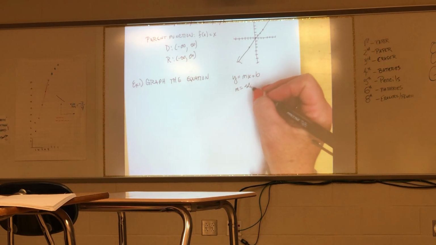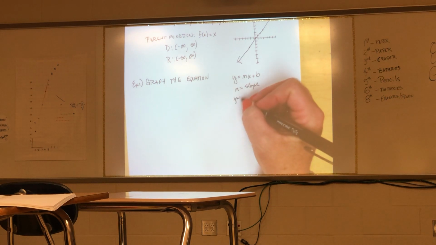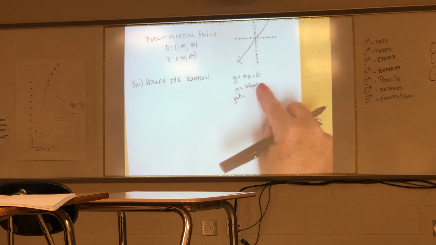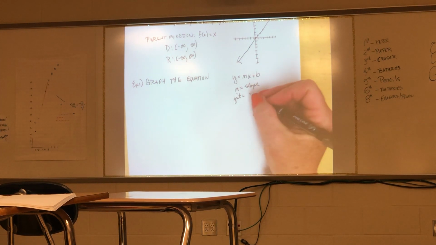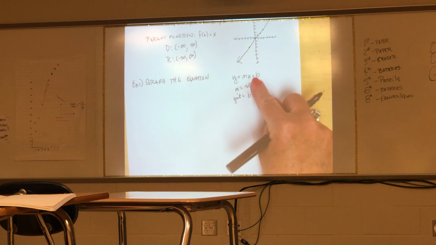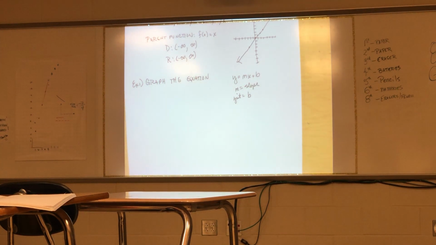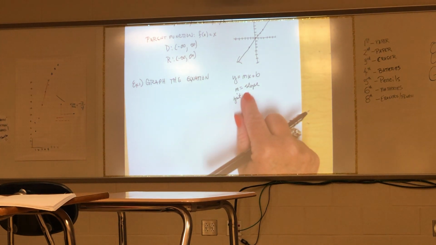That is my slope. And my y-intercept is what? X plus b. B. Yeah, it's b, and whatever sign goes with that number. So that's my y-intercept. So what we're going to do is every time I have to graph something, we're going to write the slope and the y-intercept.